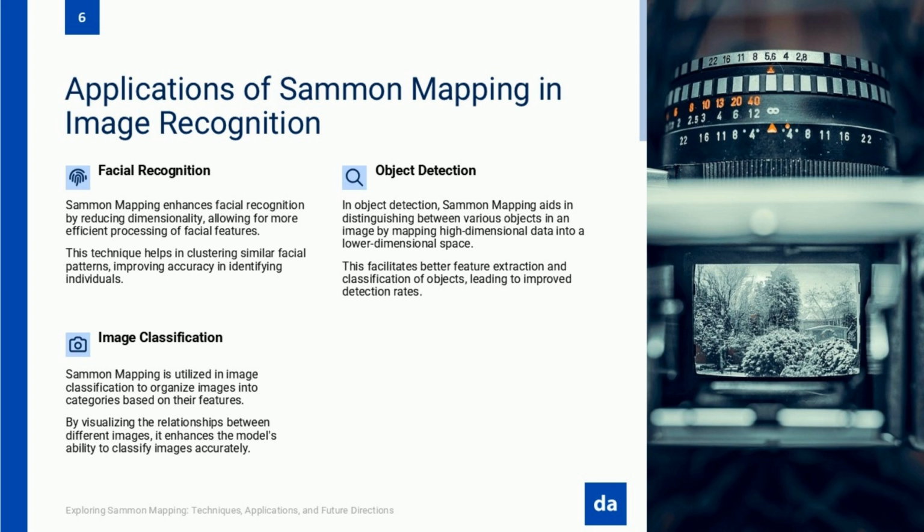But this is just the beginning. The real question is, how does Sammon mapping compare to other techniques like PCA or t-SNE? Does it always provide the best results?